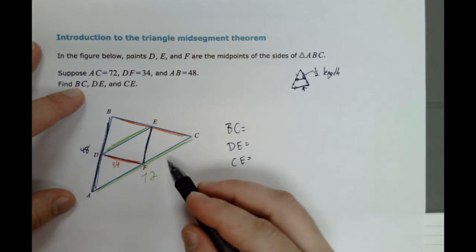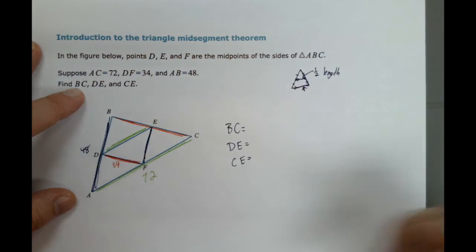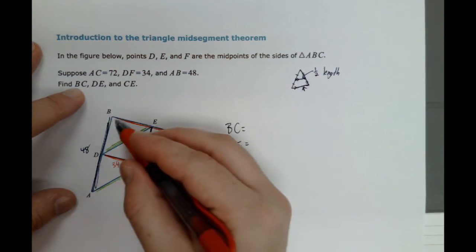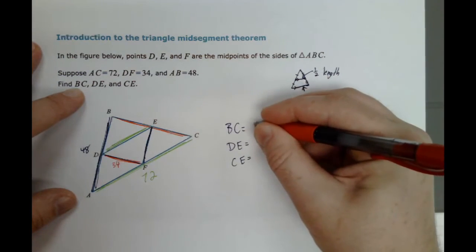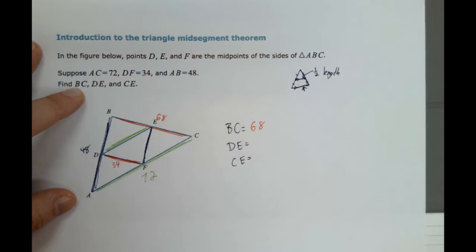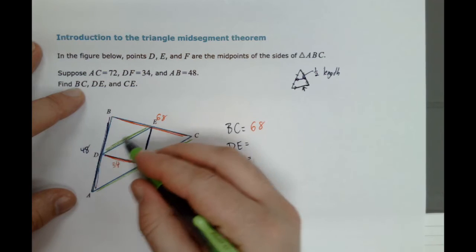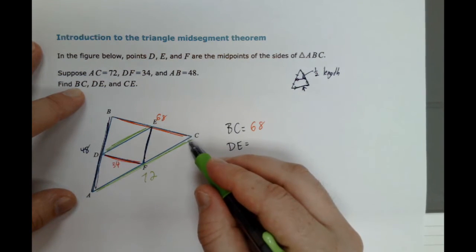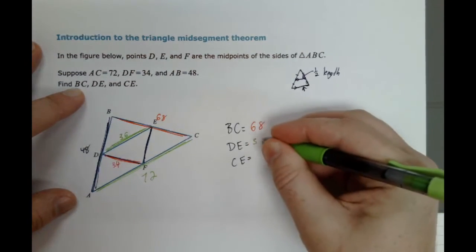To keep this straight, let's see what colors they go with. BC is red, so we're going to use our red part here. So this midsegment is 34. We're looking for the larger base now, so we're going to do 34 times 2 and end up with BC being 68. DE is this green one. For this one, it's going to be the midsegment I'm looking for, so I'm actually going to take this one and cut it in half. So 72 divided in half is 36.